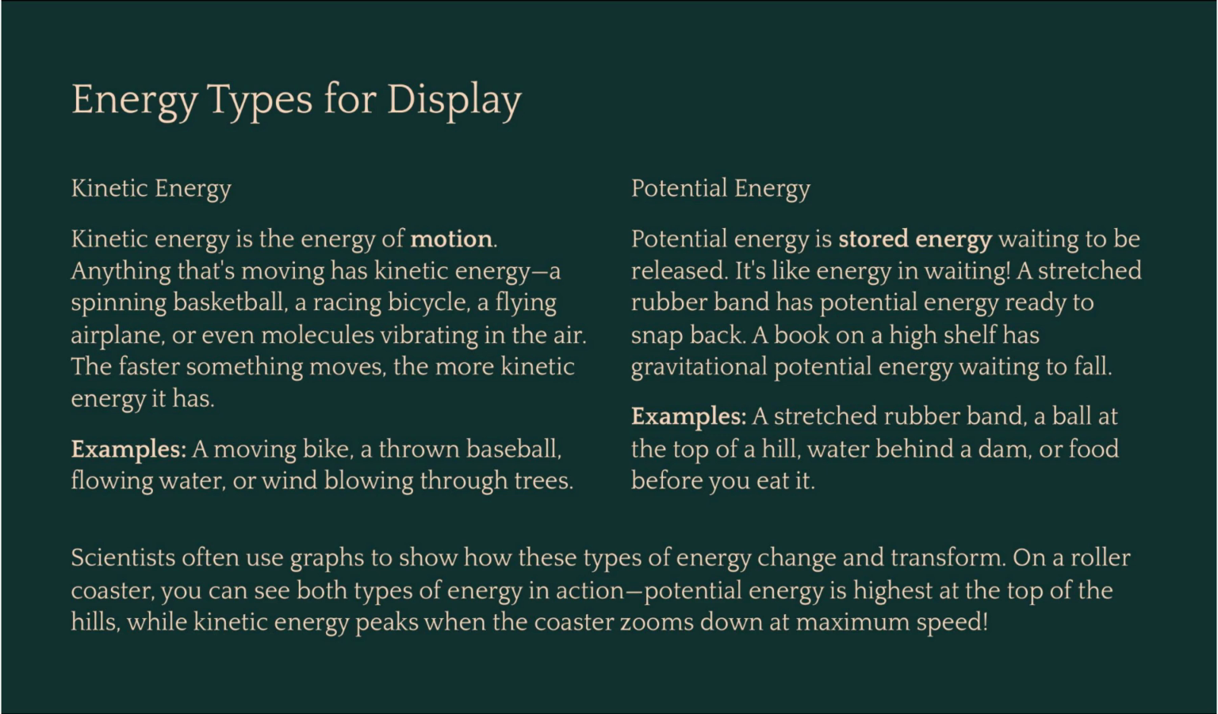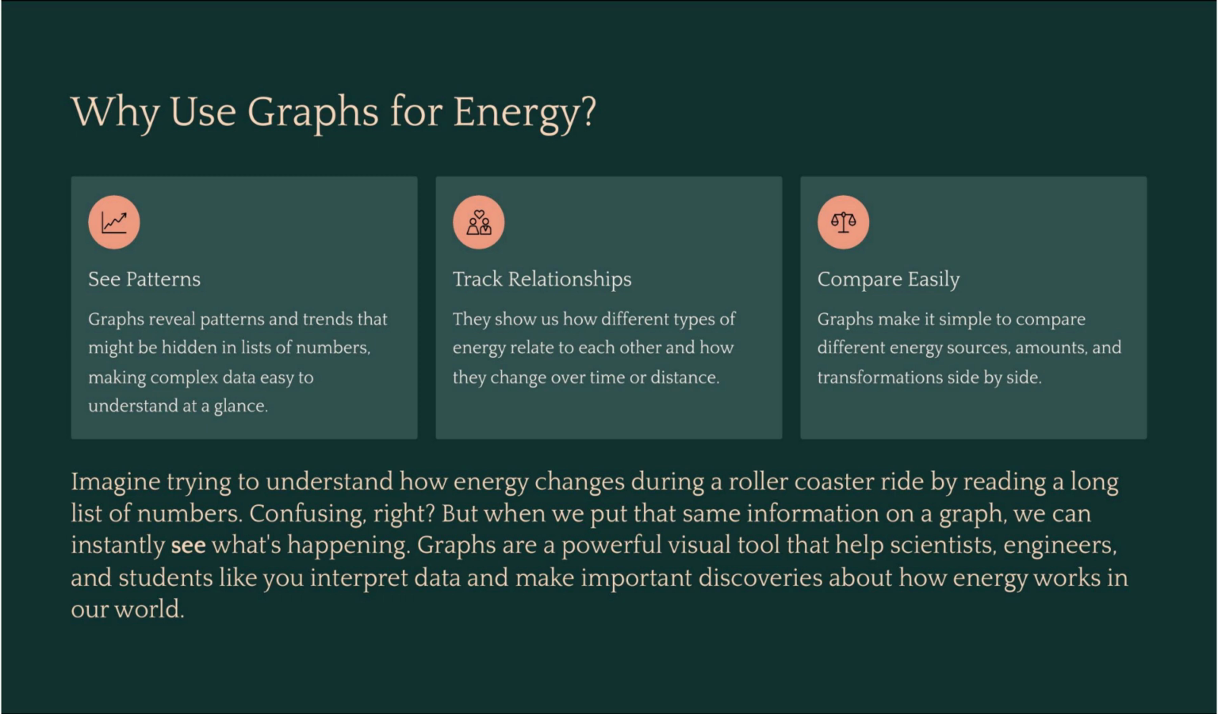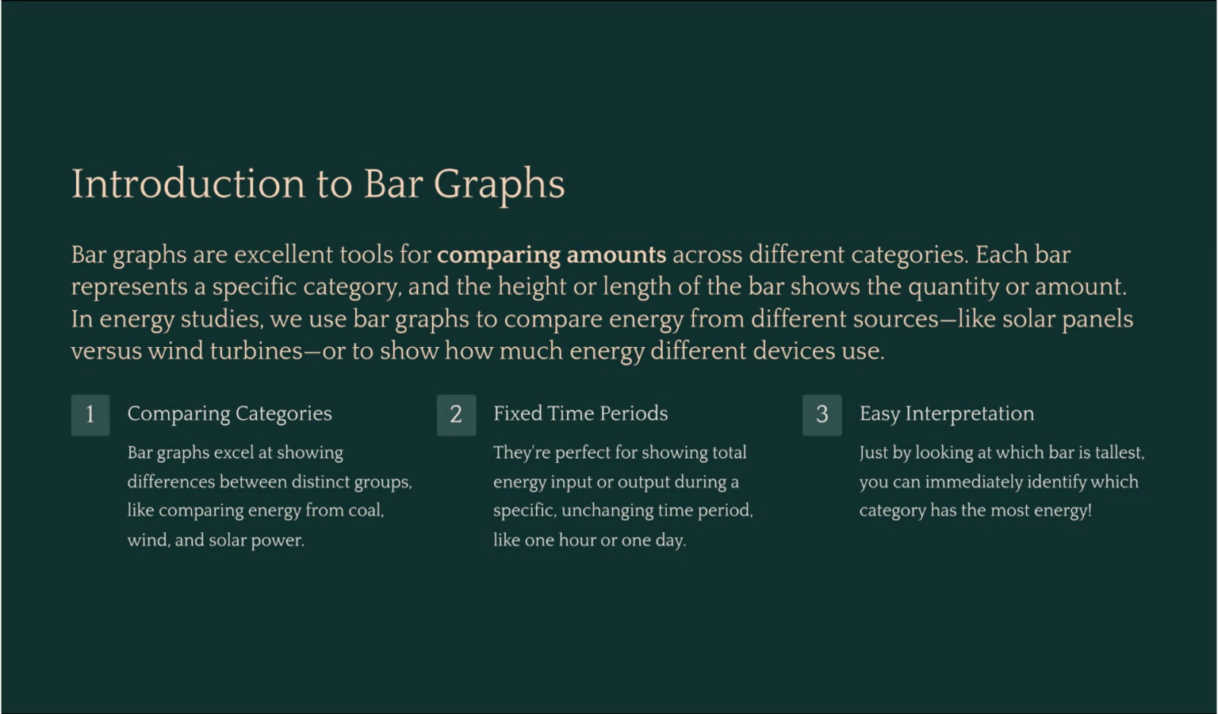show that change visually. Why do scientists love graphs when studying energy? Because energy data, especially when it's changing quickly, can be confusing just as a list of numbers. Graphs turn that list into a simple picture. With a graph, we can instantly see if energy is going up, going down, or staying the same. They help us interpret complex information and easily spot patterns, making it much easier to compare one experiment's results with another.